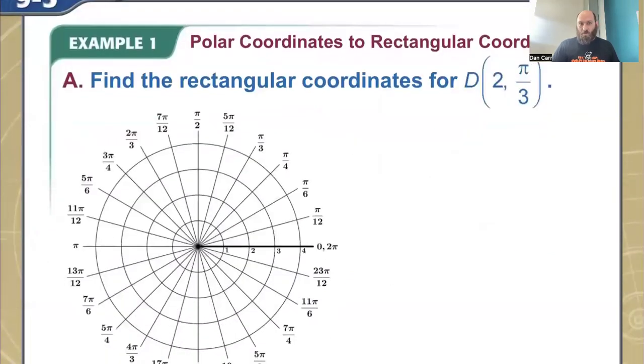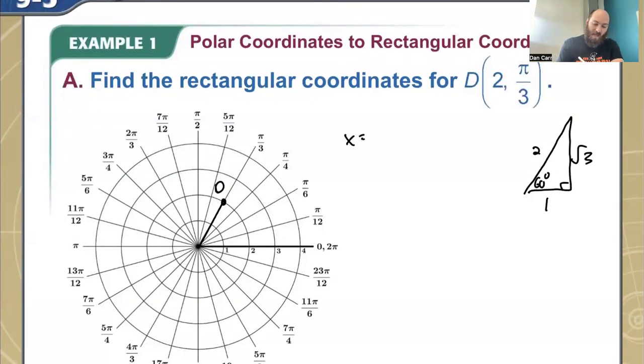So let's take a look at our example here. Find the rectangular coordinates for D, which is at 2, pi over 3. So let me first plot that. Here's point D right here. So it's at a radius of 2 and it's at the angle of pi over 3. Notice how with pi over 3, I can create a 30, 60, 90 triangle here. So it's going to be 60 degrees that's associated with that. So it's going to be a 1, 2, and root 3.